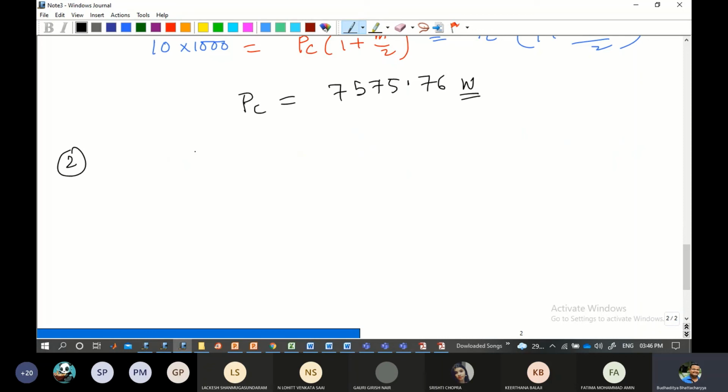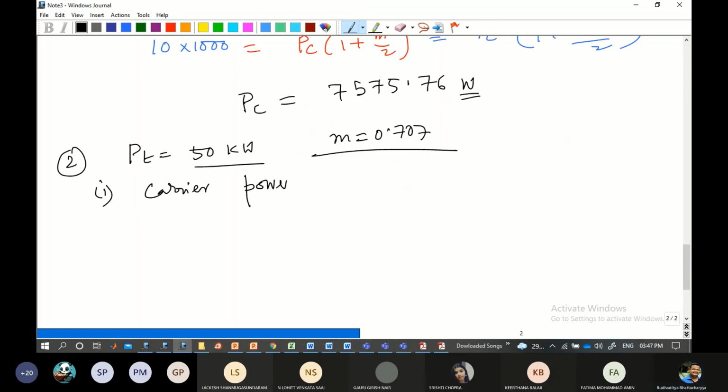Just to make you understand one small concept here, suppose an AM broadcaster, the second question, has a total power of 50 kilowatt. So PT, I'm writing in short, is 50 kilowatt. All right, so this is given. Suppose now the carrier is modulated by a sinusoidal signal with the index M equal to 0.707. The question is not difficult here. Question one is to find the carrier power. I guess now it won't be difficult because we have already solved a similar question.